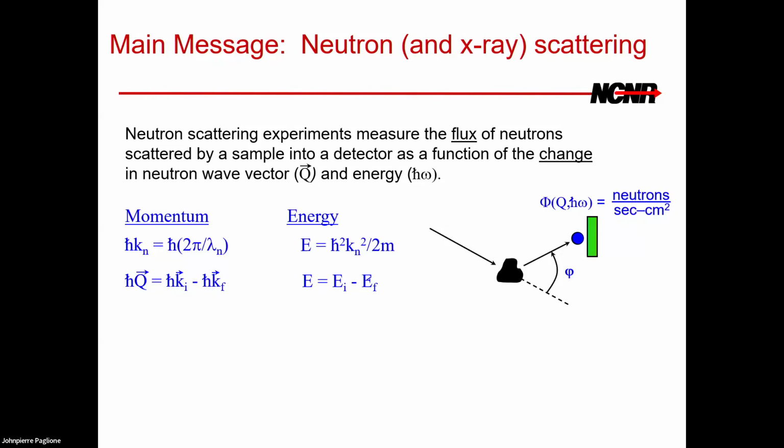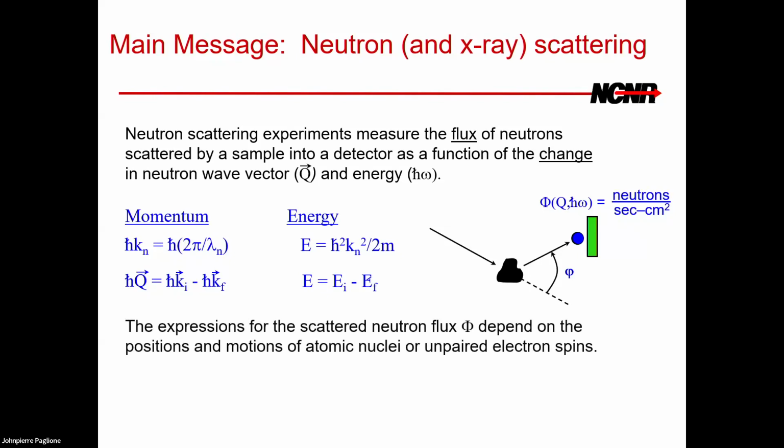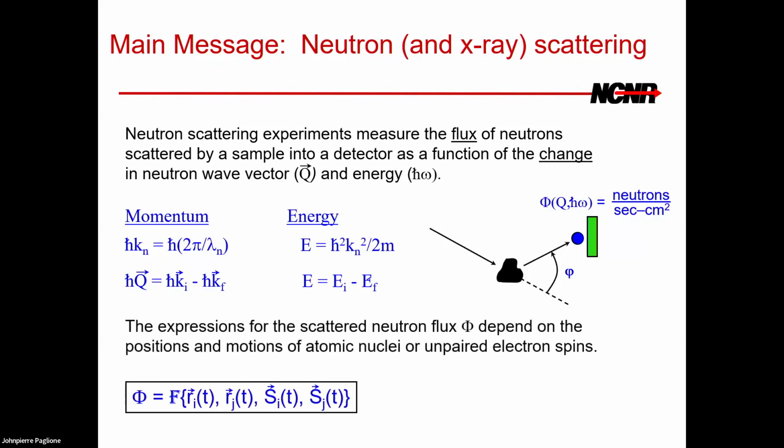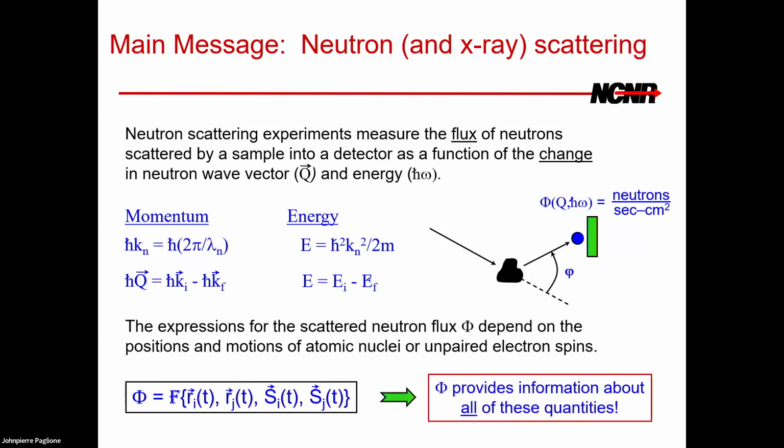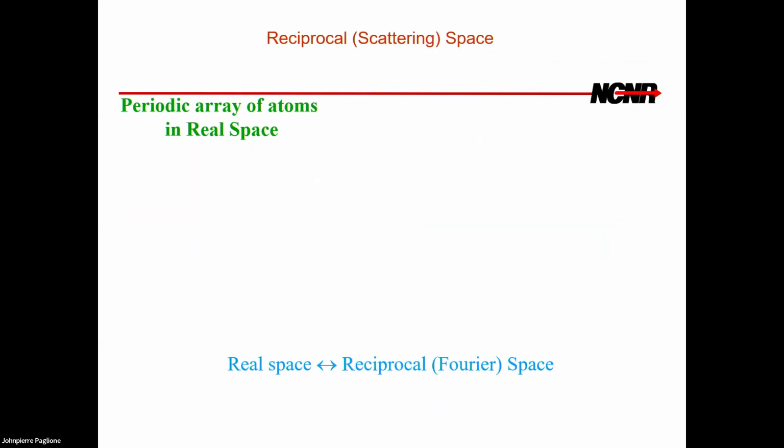So that's how you figure out what happened in your sample: measuring the change in momentum and energy of the scattered particle, X-ray region. And then I think Colin showed a version of this, but you have a function of the atomic coordinates and the magnetism in the system, and everything is contained in that function. That's what you'd like to measure.